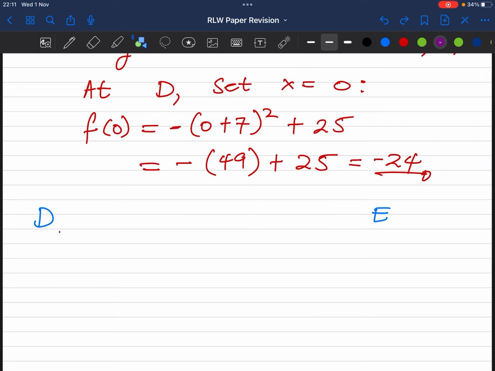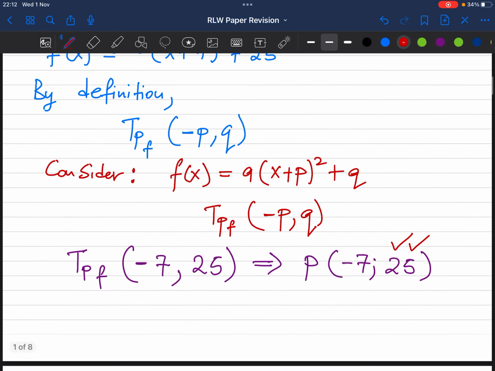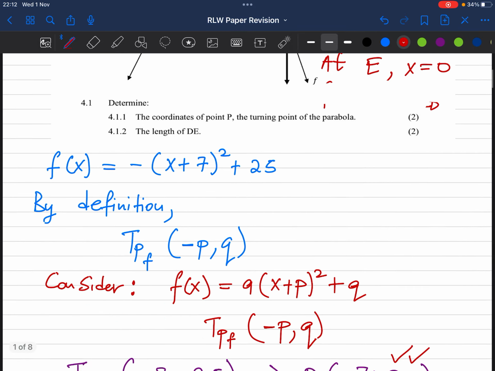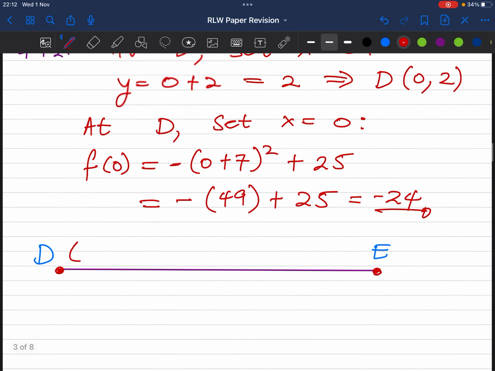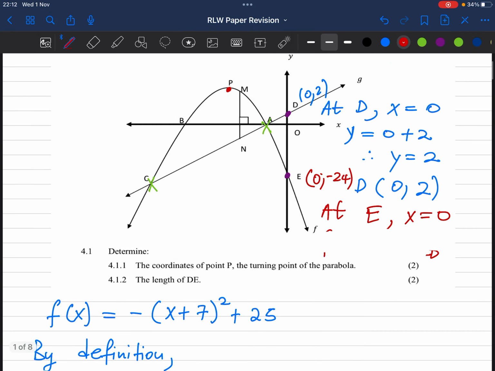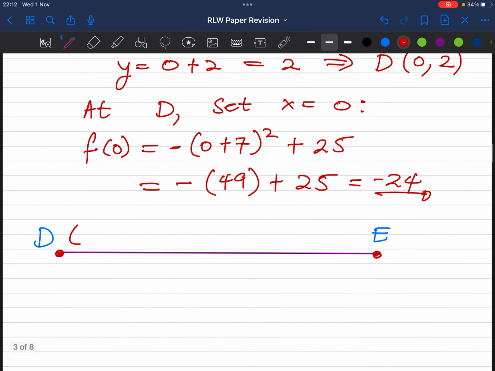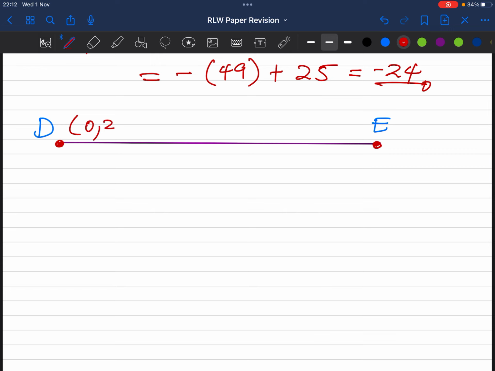So this is your D and that's your E. For D, we have (0, negative what? Let me check, (0, 2), not negative. So we have (0, 2). And for this one, we have (0, -24).